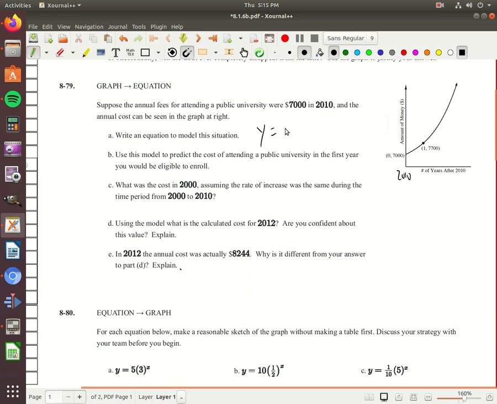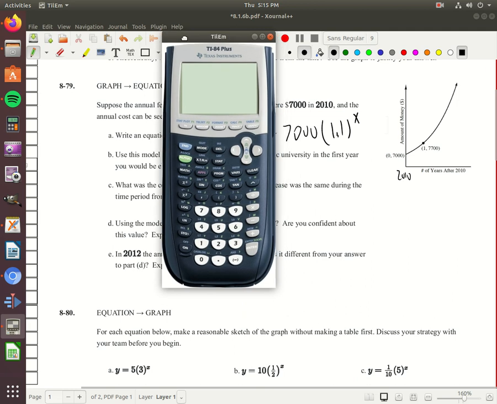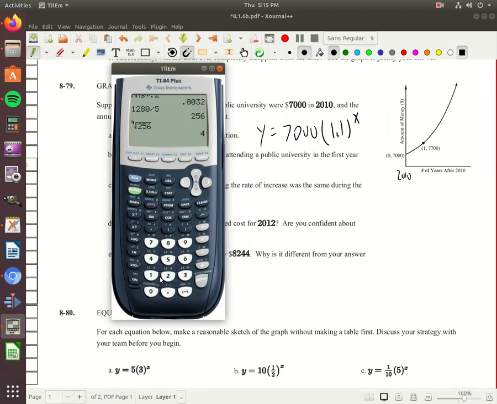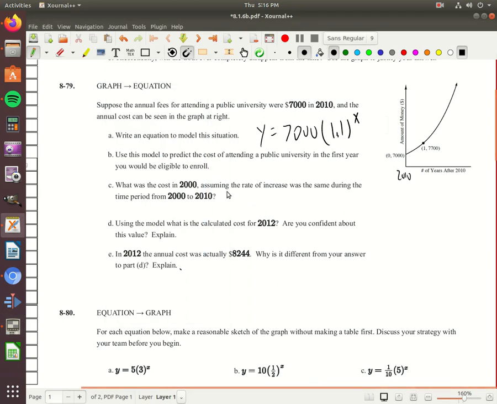Well, we're starting at 7,000, and it looks like it's going up 10% a year, so I'll say 1.1. Use this model to predict the cost of living in 4 years. Well, in 4 years, I'm just going to say it's 1.1 to the 4th power, and then I need to multiply that by $7,000. So I'm going to get $10,248. So it's growing pretty quickly. If you're saving for college, you probably already know that.